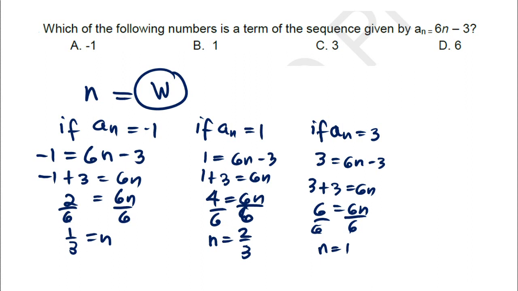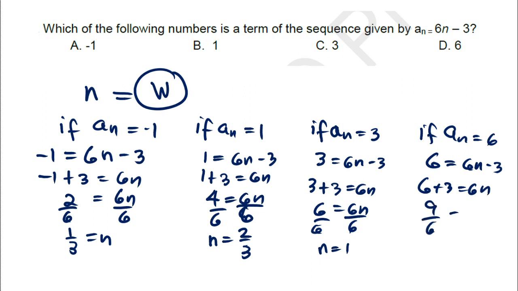But let's try letter D. If a sub n is equal to 6, we get 6 is equal to 6n minus 3. 6 plus 3 equals 6n. 9 over 6 equals 6n over 6. n is equal to 3 over 2. So the only value of a sub n that will make n a whole number is letter C, 3.